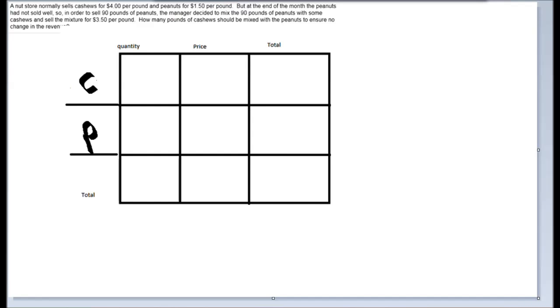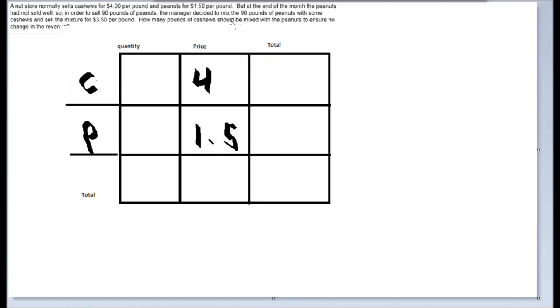Okay, we got one more of these for our second homework, and it's another mixture problem. Here we have a nut store selling some cashews and peanuts, and I put cashews and peanuts, just C and P, just so I know. We can see the price of the peanuts there. Actually, cashews is first, so we come over here to the cashews price. That's $4 per pound, and it looks like the peanuts are only $1.50.